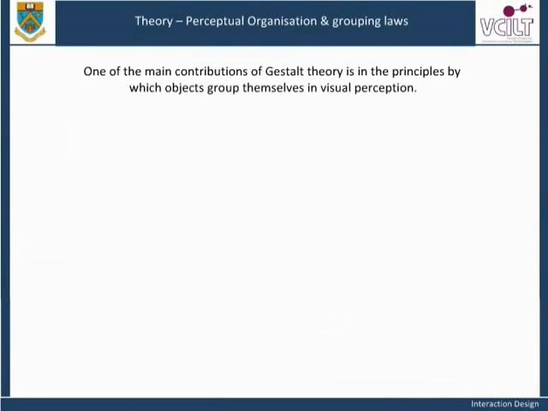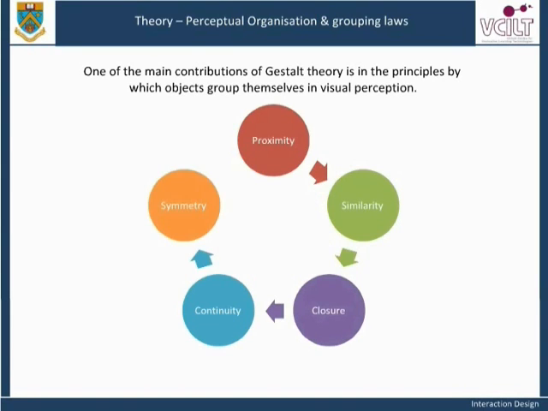One of the main contributions of Gestalt theory is in the principles by which objects group themselves in visual perception. There are five different types of grouping: proximity, similarity, closure, continuity, and symmetry.